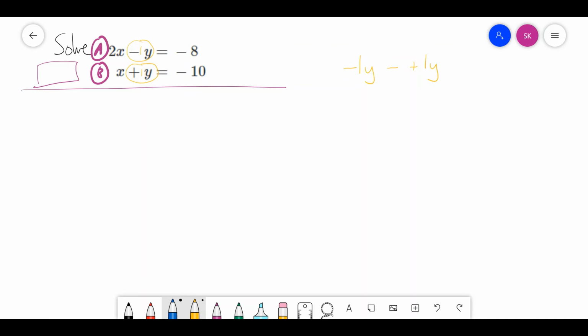If I try taking them away, I've got negative 1y, take away 1y, I end up with negative 2y. That is not good. It's not what we want. So I'll do negative 1y plus positive 1y, and these are the same as adding. Negative 1 plus 1 gives 0, and that was what I was hoping for. So that means in this box, we need to have this plus. So I'm going to write that in, and I'll do all my working in green.